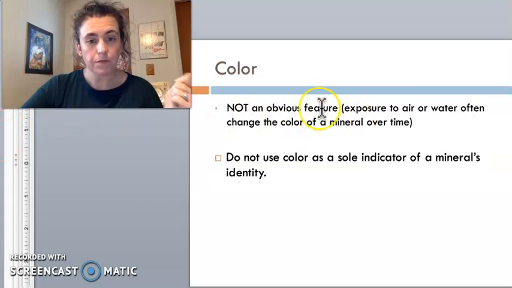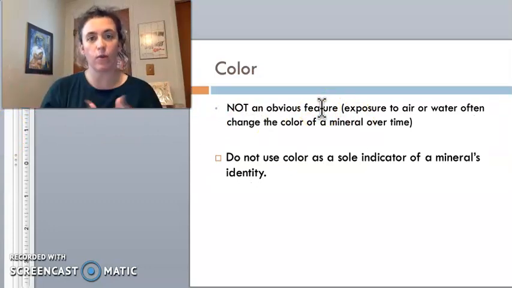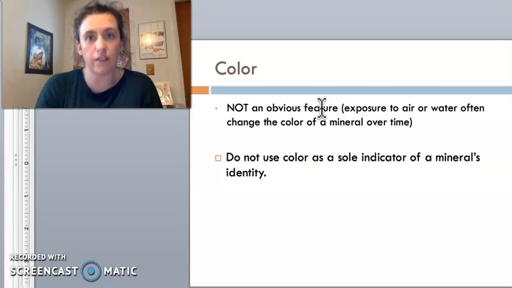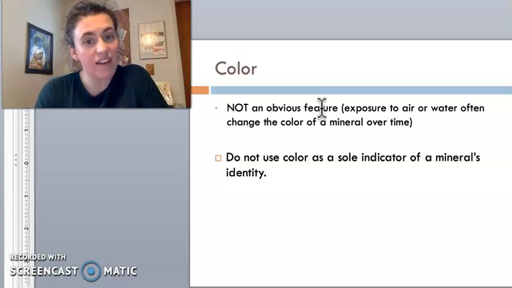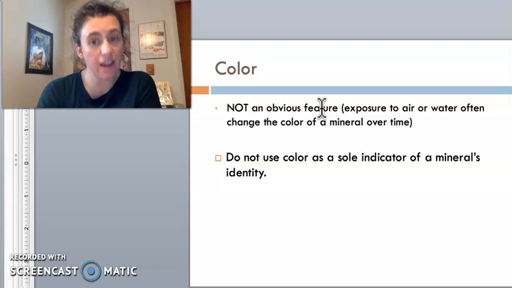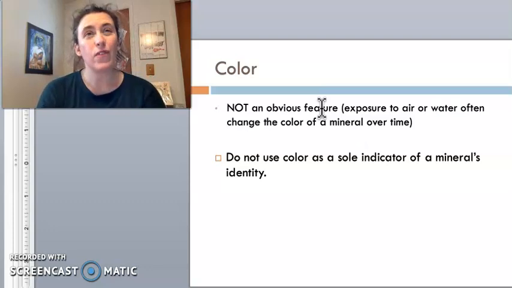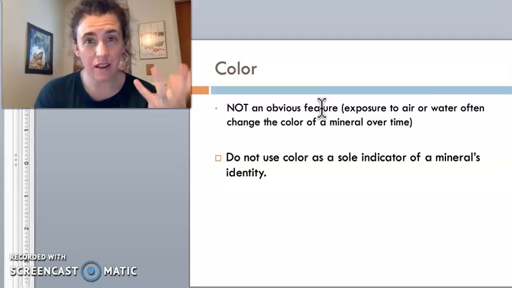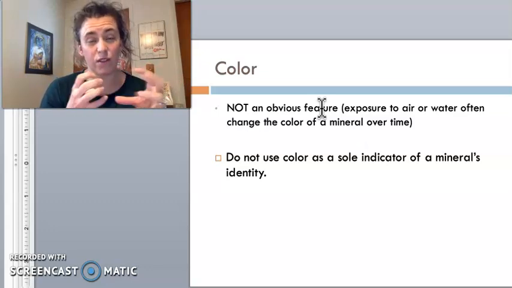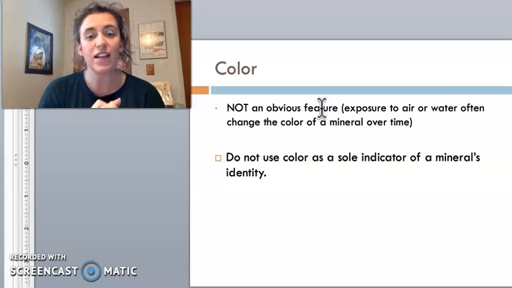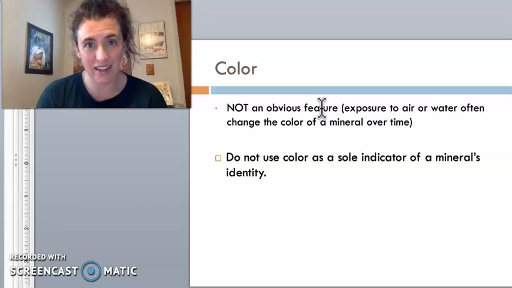First test, color. So color, we think like, oh, well, we obviously look at the mineral and say like, what color is this mineral? Just by looking at it. Now, the thing is that this is not really an obvious feature because exposure to air and water can change the color of the mineral over time. If you think about a big old chunk of a metallic mineral, if it's exposed to water and air, it starts to look a little bit more tarnished. That's because you're getting those chemical reactions on the surface. And so that's why you can't use color as the sole indicator. It's one of the least reliable tests that we have.